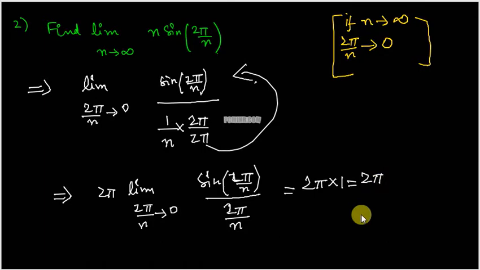For n tending to infinity, you have to be careful to convert it into a fraction as 1 by n tends to 0.